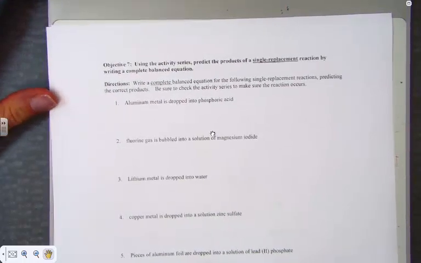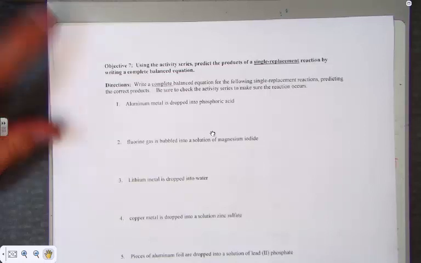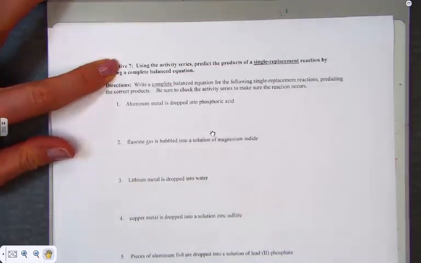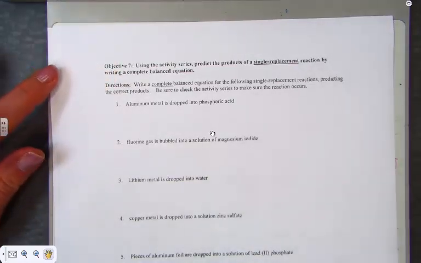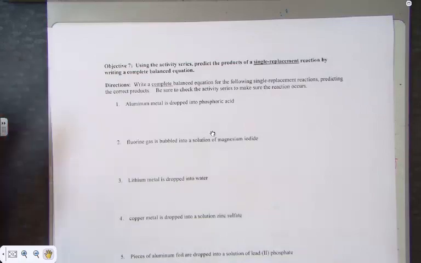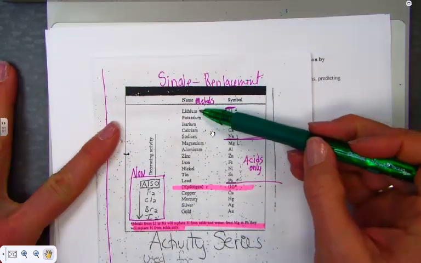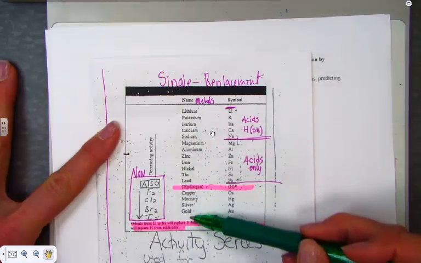Our next pattern of change is called the single replacement reaction, and the tool is called the activity series. By using the activity series, we are able to predict products of a single replacement reaction. The activity series of metals lists the metals from the strongest of strong, most active, we see lithium, down to the weakest of weak, that being gold.